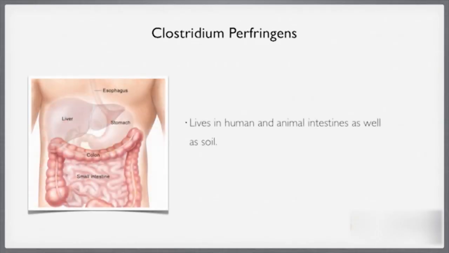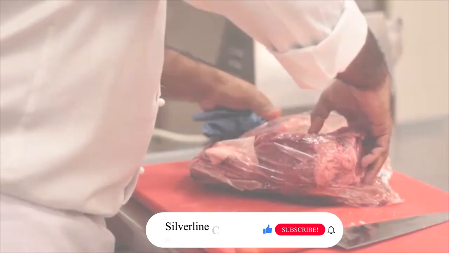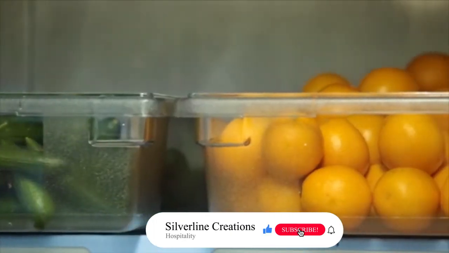Next we have Clostridium perfringens. Clostridium perfringens lives in human and animal intestines, as well as in soil. This bacterium can affect high-risk foods such as raw meats, poultry, and raw vegetables.